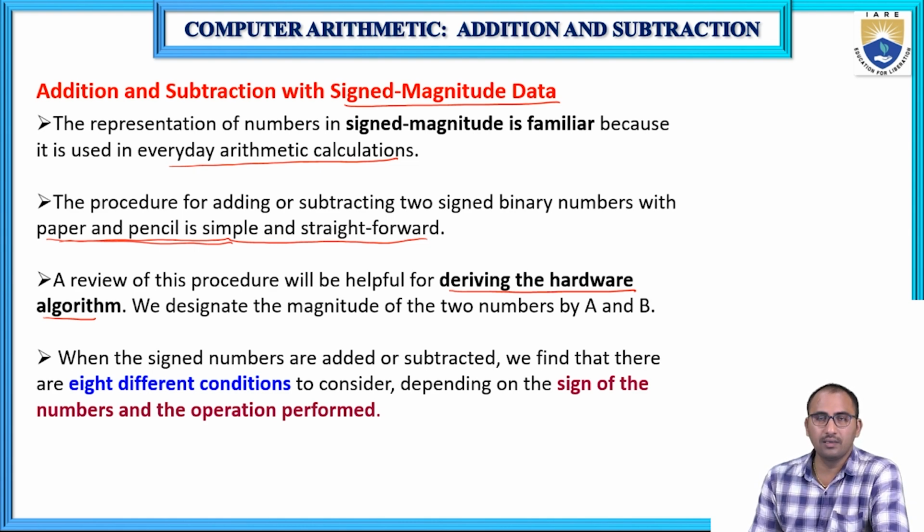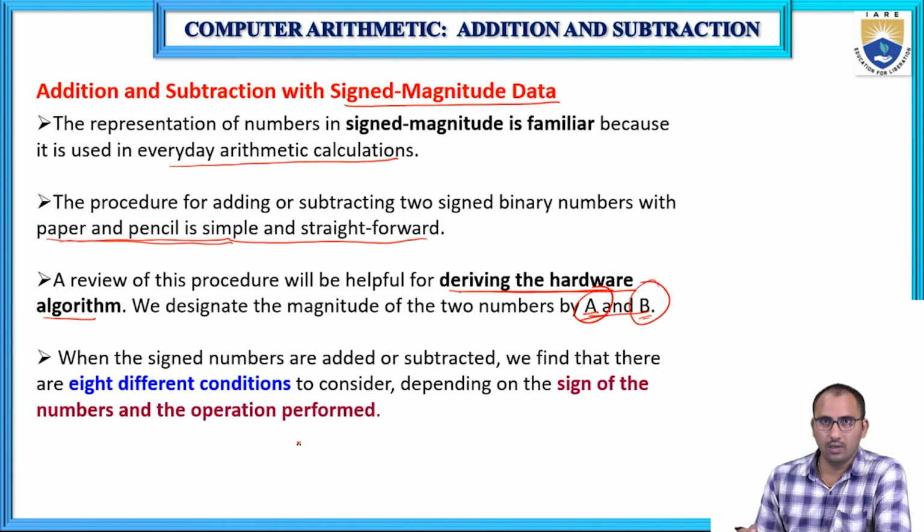Why are we reviewing this paper and pencil procedure? Because it makes the hardware algorithm very simple to implement. We designate the magnitudes of the two numbers as A and B. To perform addition and subtraction on signed magnitude numbers, we consider two registers, register A and register B, and perform the addition and subtraction between them. When signed numbers are added or subtracted, there are 8 different conditions to consider, depending upon the signs of the numbers and the operation performed.